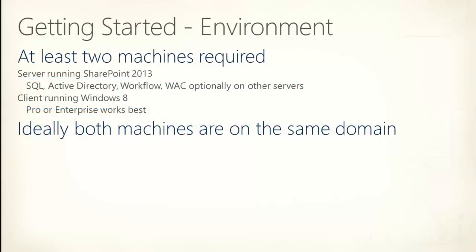How do you get started? Well, you're going to need at least 2 machines, right? By now you probably know that SharePoint 2013 no longer runs on a desktop OS, client OS. So you can't run it on Windows 7 or Windows 8 directly. That means you have to have another machine. Ideally, these 2 machines are on the same domain for authentication. We'll talk about why. And you need this client running Pro or Enterprise, and that's really just to help with authentication, but it's not required. So you'll have a SharePoint machine, maybe multiple SharePoint machines with SQL, Active Directory, workflow, however you want to split it out, right? And then you'll have a client running Windows 8.